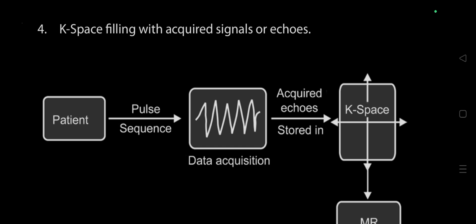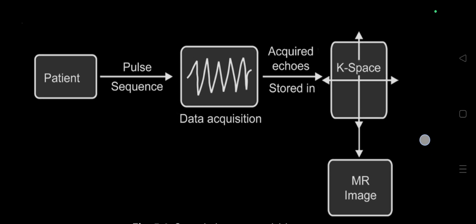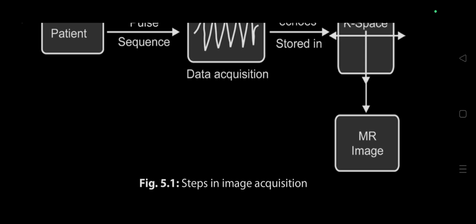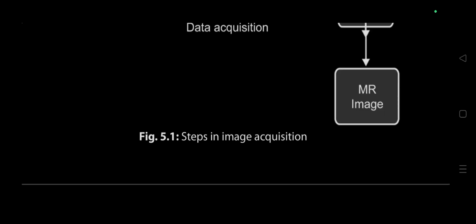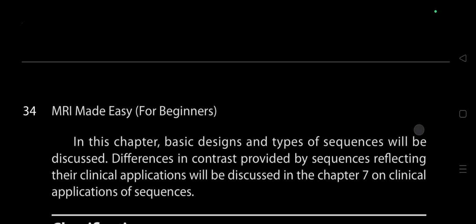So first of all we'll put the patient on the couch, then we will send the pulse sequences, then we will get the signal back. Ultimately, we start from receiving the signal from the patient. Then we will have data acquisition, then the acquired echoes will be stored in K space, and then will be the formation of the final MR image. So these are the steps in image acquisition.